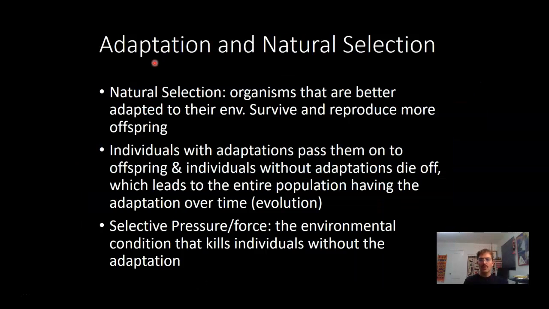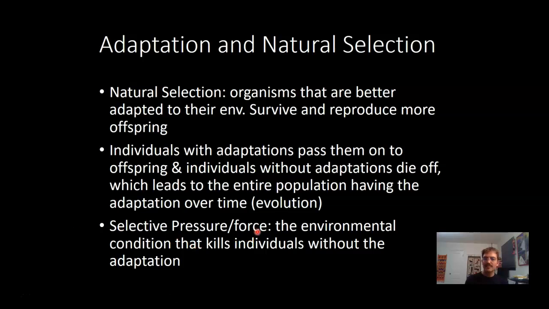All right, so adaptation and natural selection. Natural selection is when organisms that are better adapted to their environment survive and reproduce with more offspring. Individuals with adaptations pass them on to offspring, and individuals without adaptations die off, which leads to the entire population having the adaptation over time. That's called evolution, and I'm about to give you an example.